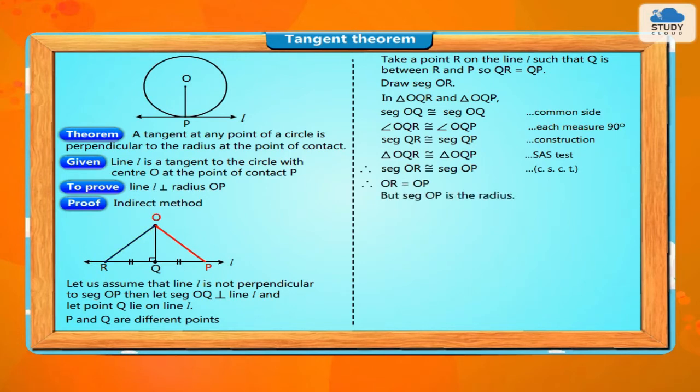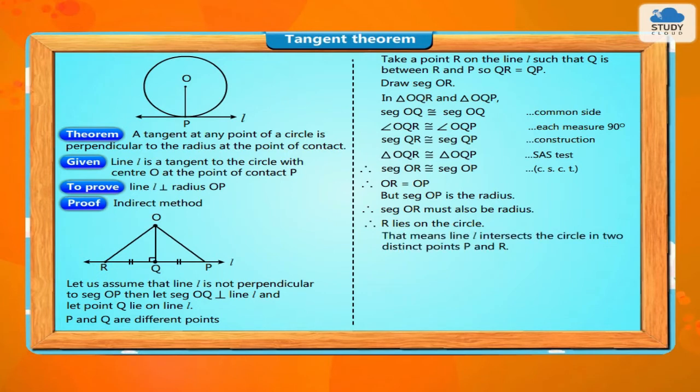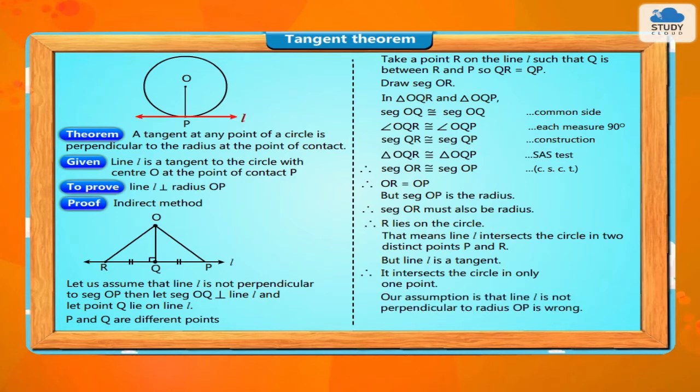But segment OP is the radius. Therefore, segment OR must also be a radius. Therefore, R lies on the circle. That means line L intersects the circle in two distinct points, P and R, but line L is a tangent. Therefore, it intersects the circle in only one point. Our assumption that line L is not perpendicular to radius OP is wrong. Therefore, line L is perpendicular to radius OP.